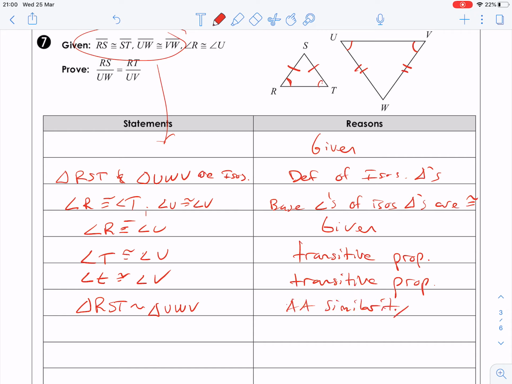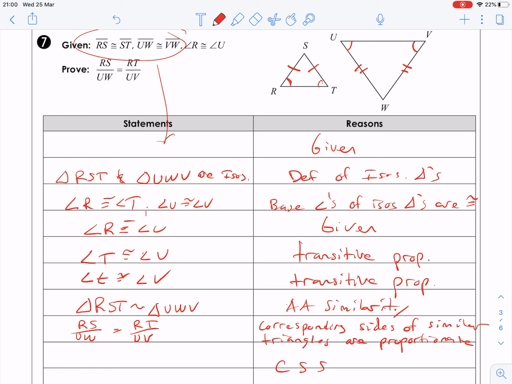And since the triangles are similar, that means their sides are proportional. And we can write that by saying corresponding sides, we can't say parts, of similar triangles are proportionate. CSSTP. Almost better to write it. There you go. There's number 7.